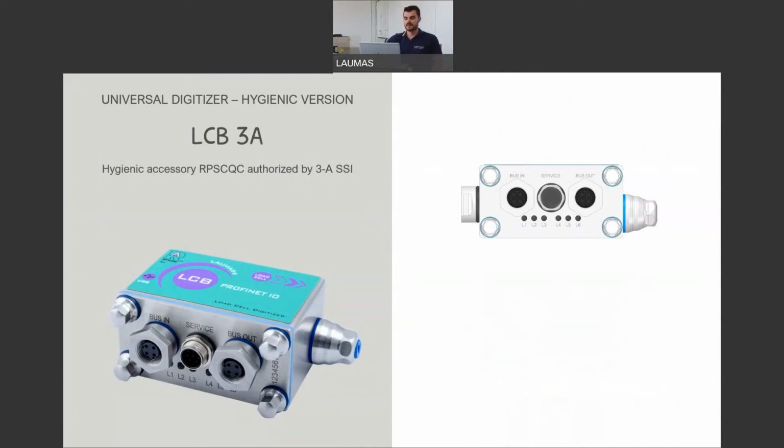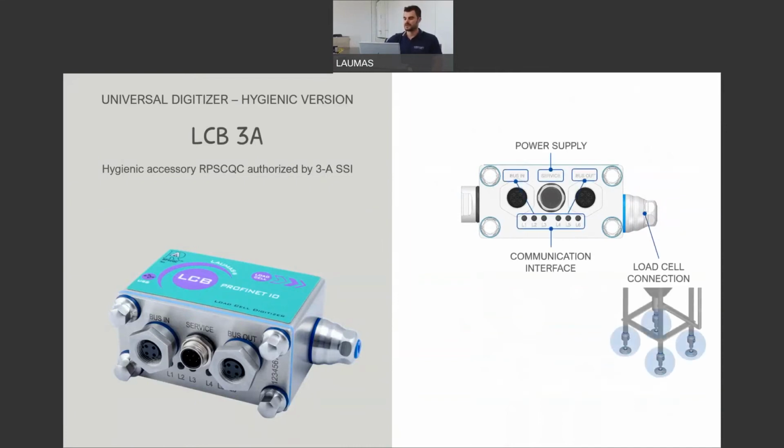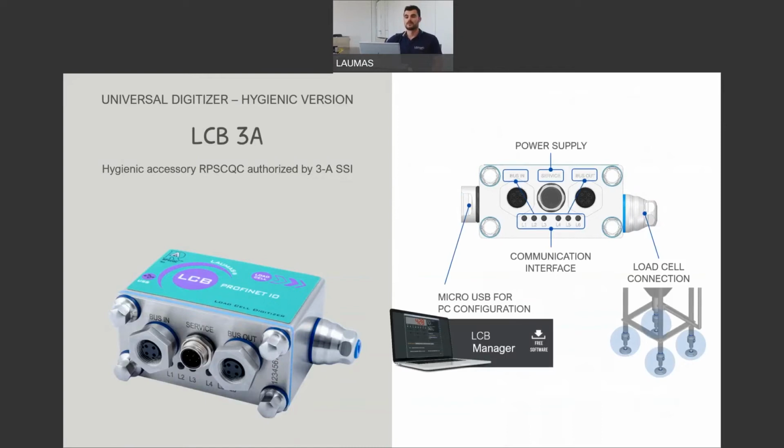The LCB can be configured via a micro USB, always with our free Instrument Manager software, and it has a double field bus interface in order to have the bus in and bus out. So when we have more than one load cell in our system, we can make the in and out from one load cell to another, connecting them in series, and then going with just one cable to the PLC.